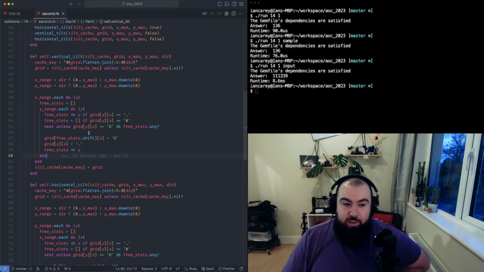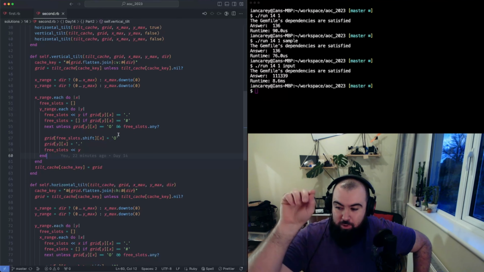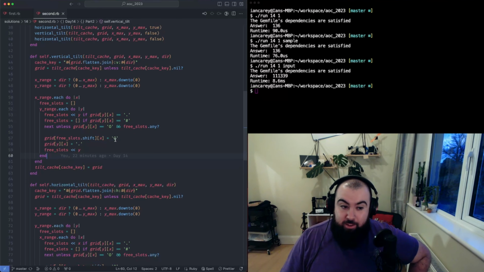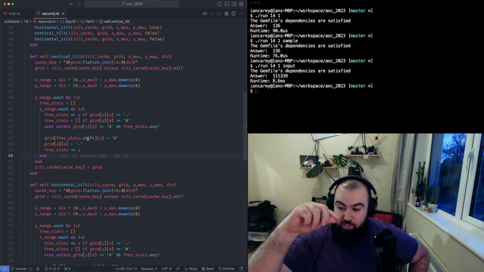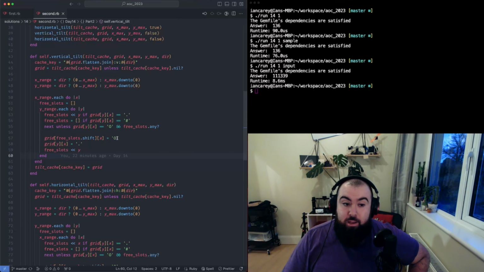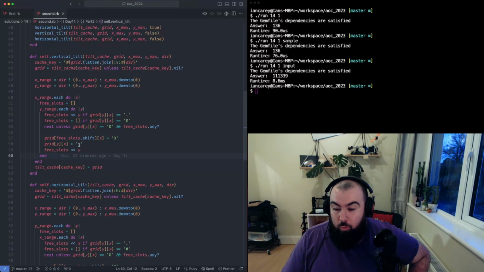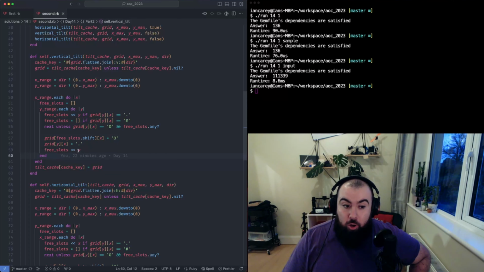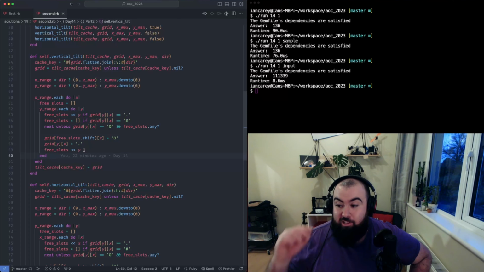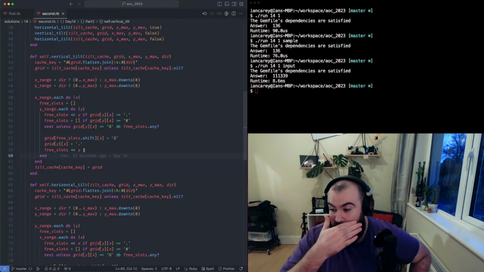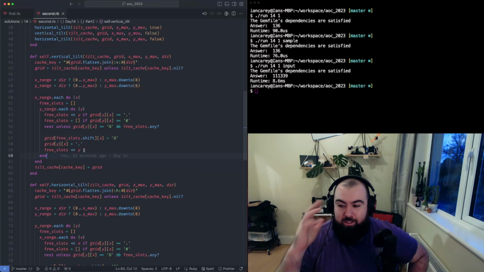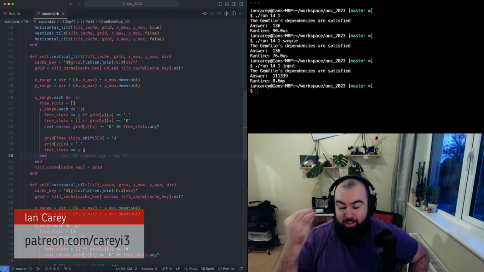So if we have a free slot somewhere below us and we encounter a boulder, what we do is we replace that free slot that we had. We use the shift operation to pull the first free slot that we encountered. We stick the boulder into it. We replace the current position with a free slot, and we update our queue of free slots with that existing position. That might seem a little bit convoluted, but that is effectively the logic.